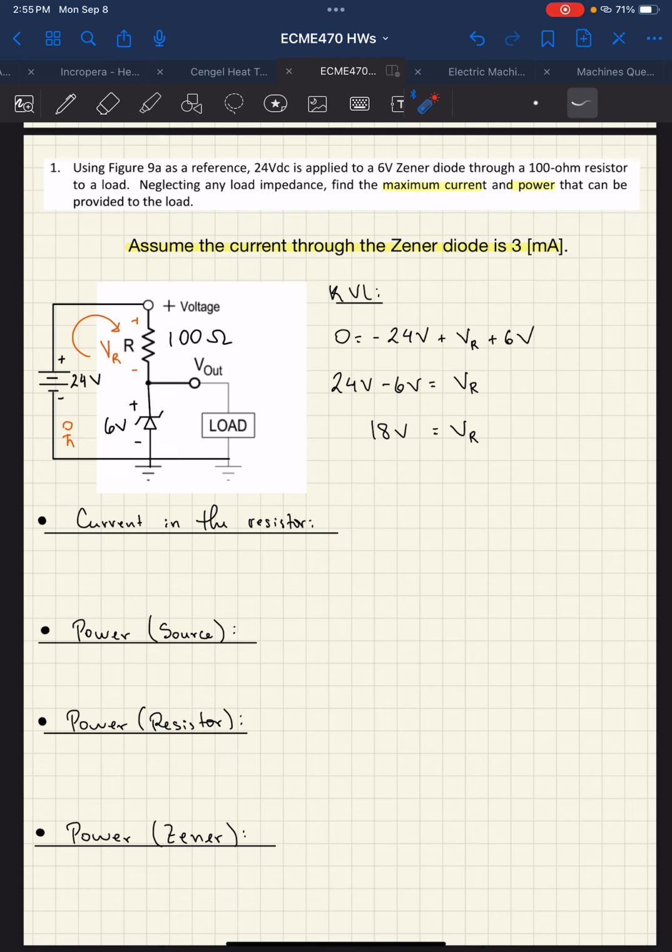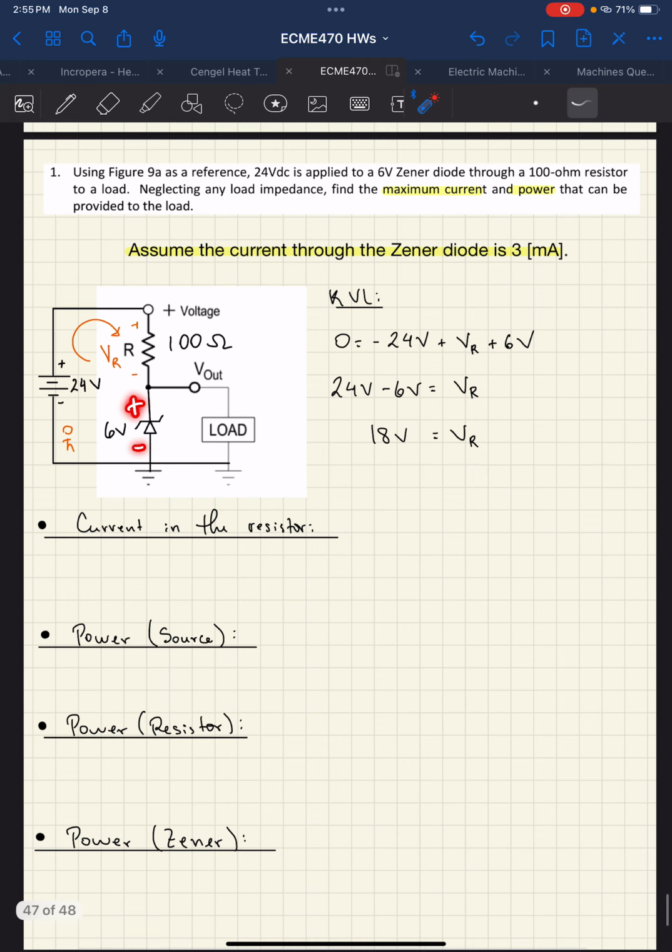The current through it could change. You have some variation, but the voltage output will basically be constant, and it can be designed to be any voltage that you want for your particular circuit. In this case, it's going to be 6 volts. So in a way, the Zener diode works as a voltage regulator. Basically, you can consider this 6 volts to be constant.